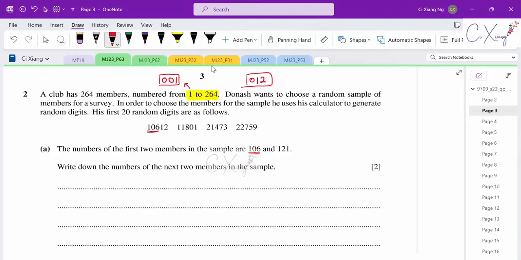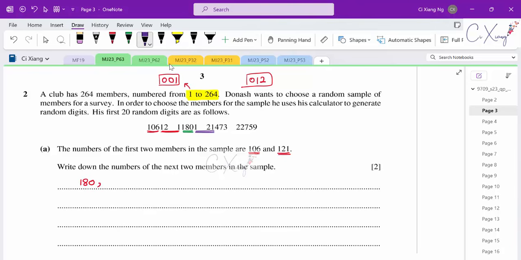Then after that, you read the next 3 numbers. The next 3 numbers are 121. Therefore, you can see that the second member selected is the one with the number 121. How about the third one? For the third one, we need to go through the 3 digits also. So let's have a look at this one, 180. Therefore, the member with the number 180 will be selected for the survey. Then the next one, after 180, the next number will be 121.